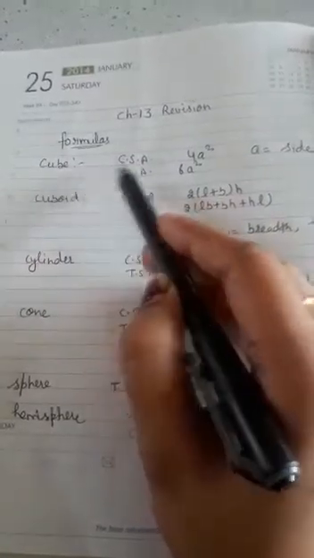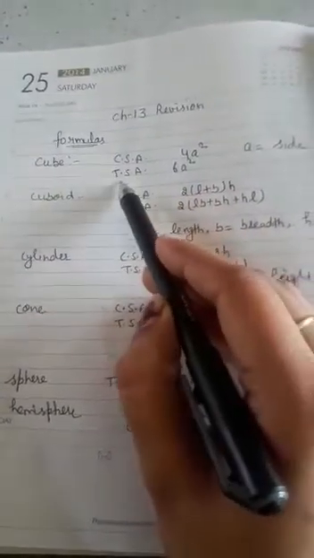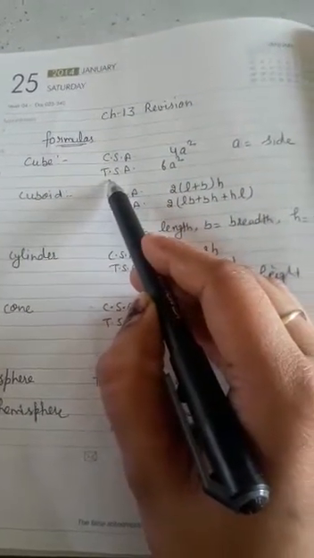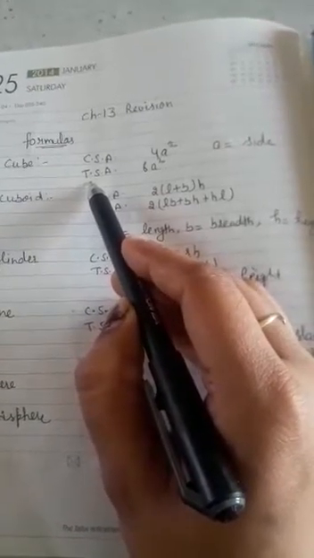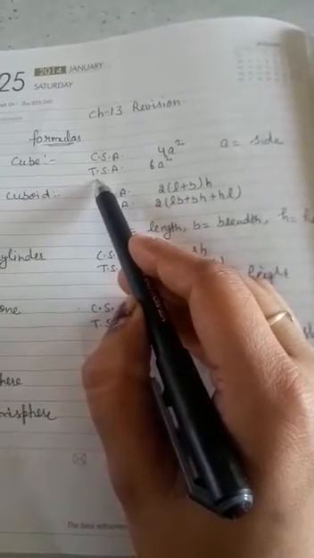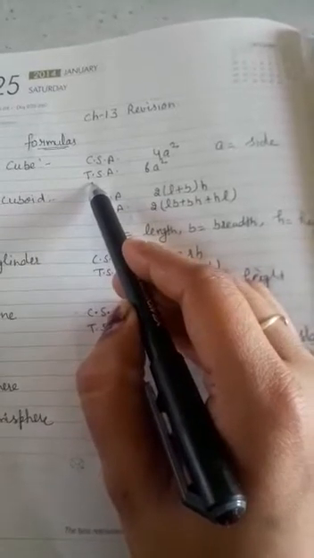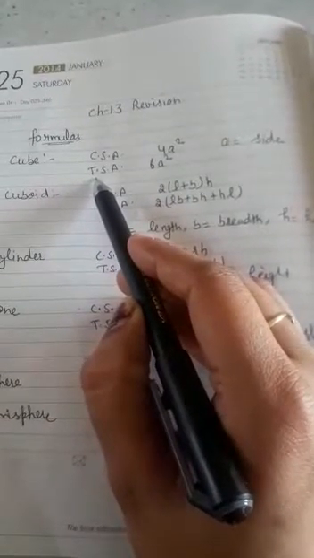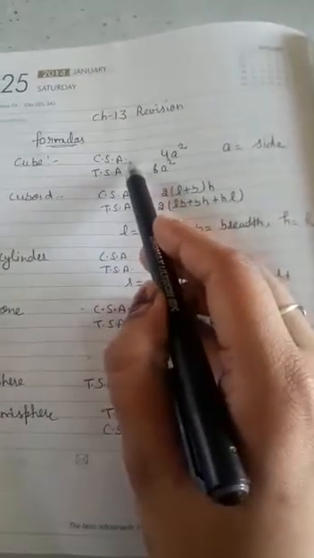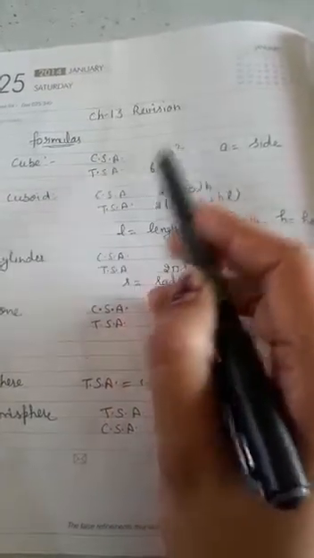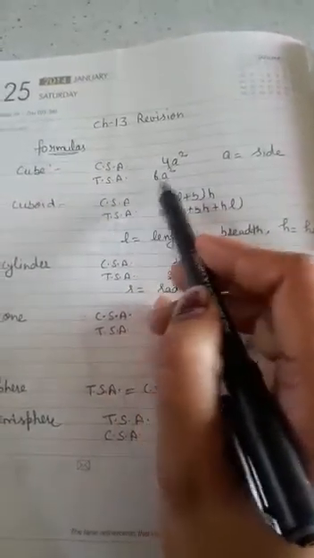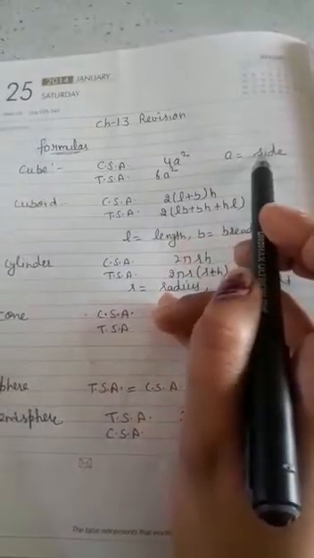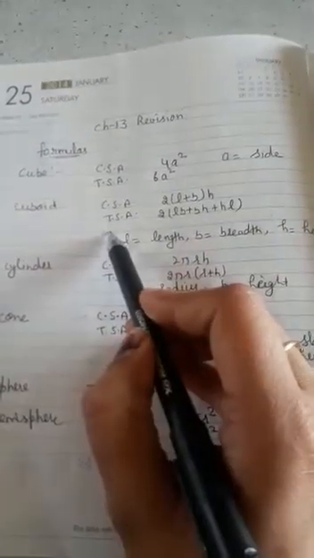Number 1, cube. For cube, curved surface area and total surface area we have to find. As I have already told you, curved surface area means area of the four walls or area of all around, and total surface area we include top and bottom also. So curved surface area of cube is 4a square and total surface area is 6a square, where a is the side of the cube.